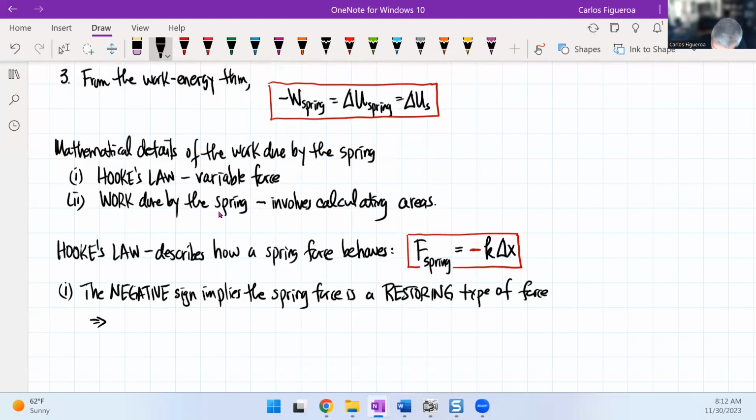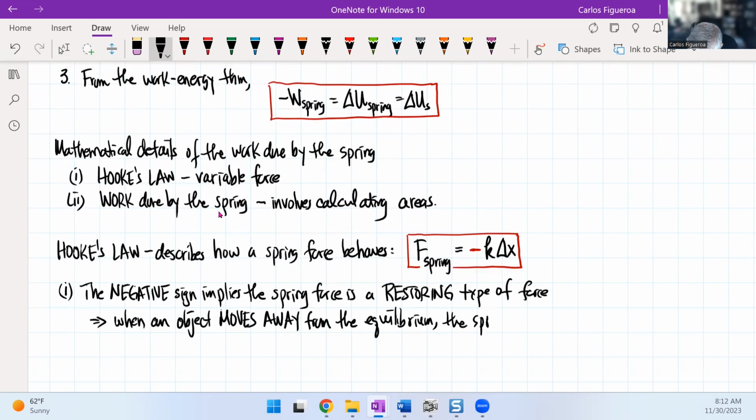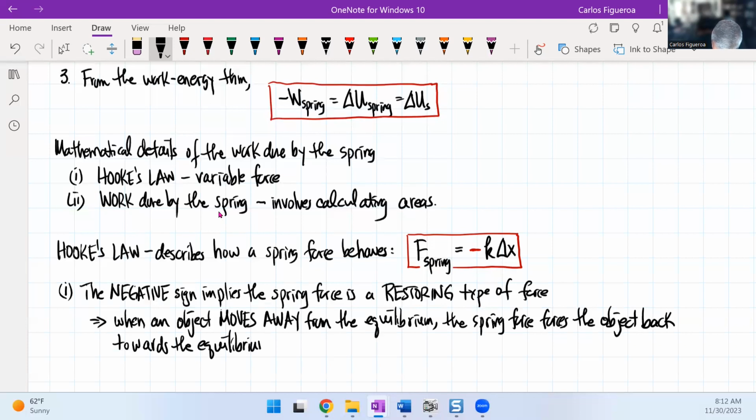And what this means here, or what this implies here, is that when an object moves away from the equilibrium, the spring force forces the object back towards the equilibrium. So I'll show you that in a minute with the picture.